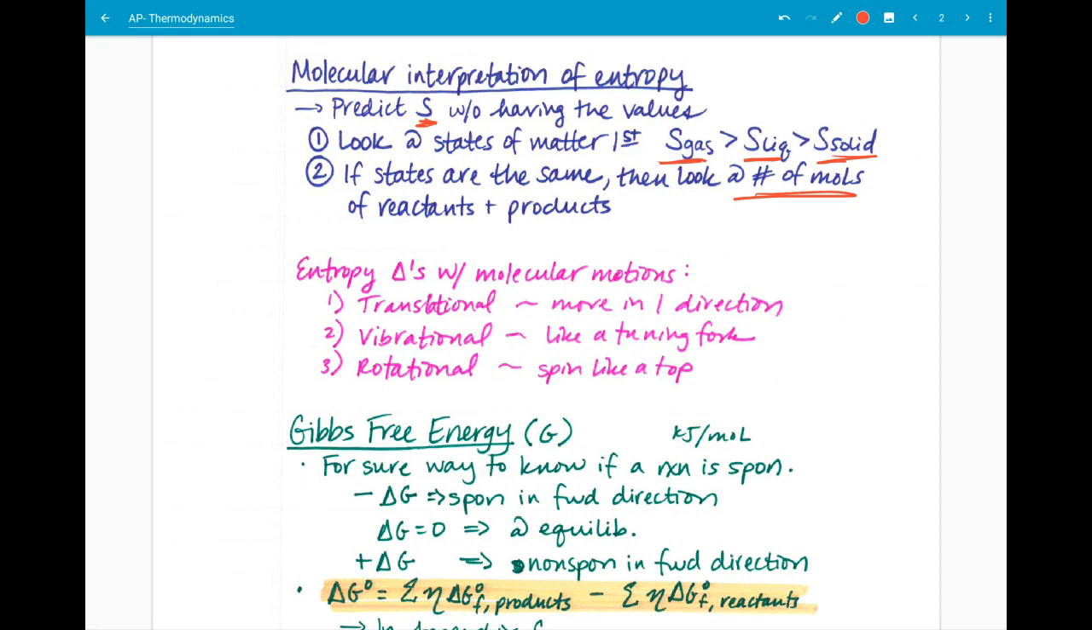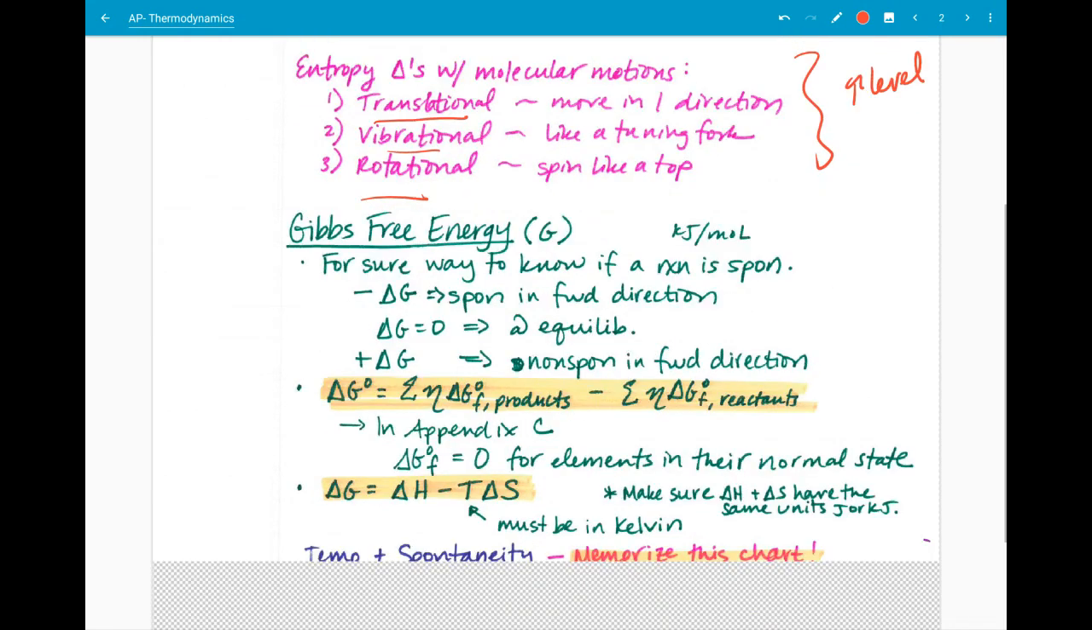There are also entropy changes with molecular motions: translational, vibrational, or rotational. Translational, you're moving in one direction. Vibrational, you're like a tuning fork. And rotational, you spin like a top. Again, this is for a higher level course. I just wanted to let you know that that would be the case.